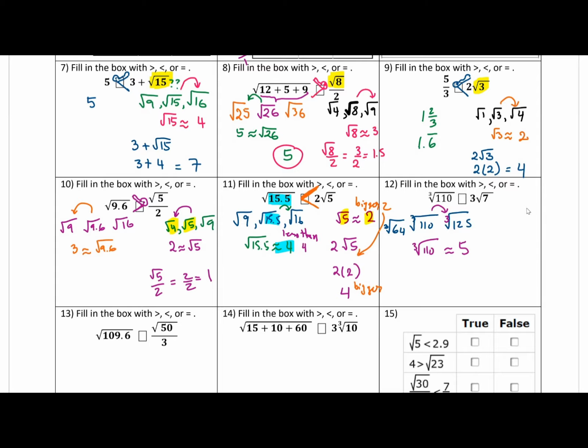3 square root of 7. So the square root of 7 stays in between the square root of 9 and the square root of 4. So we round up. The square root of 7 is roughly around 3. And we have 3 times the square root of 7, which means 3 times 3 would be 9. So 5 is less than 9. So the alligator is facing the 3 square root of 7.